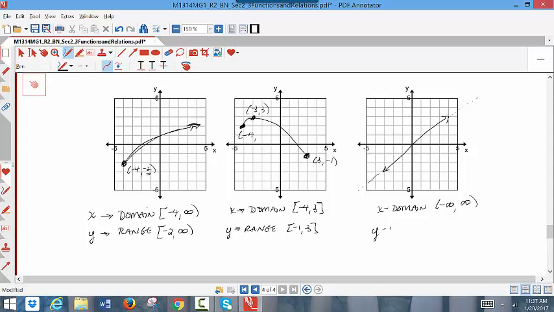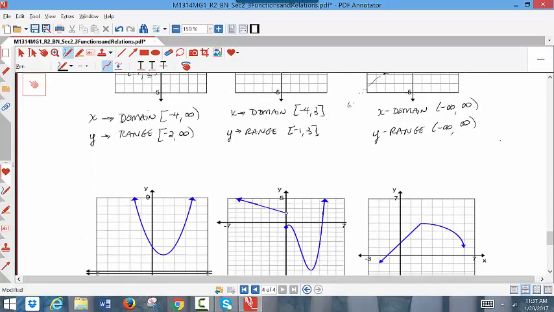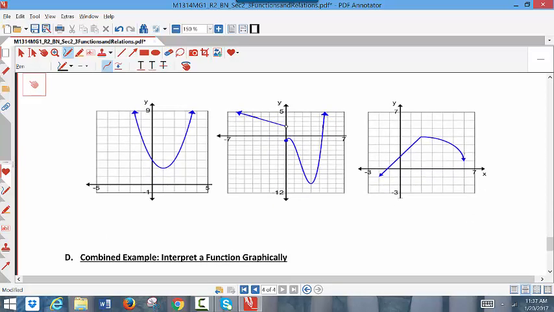Your y values represent your range. This is low to high. X's are left to right. Range is bottom to top. How low does this graph go? It goes downward forever, so it's going down toward negative infinity. How high does it go? It goes upward forever, so it goes as high as positive infinity. That is your range. Now we have some really pretty graphs given to us in blue.